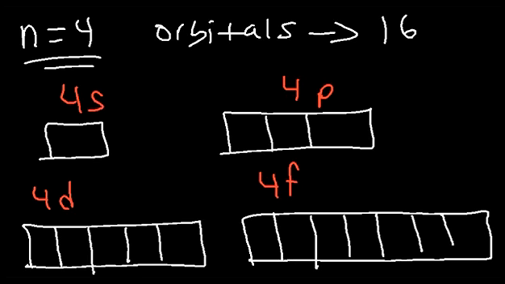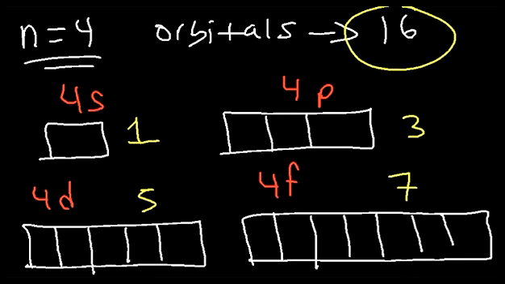So if you add the numbers, this is 1, 3, 5, and 7. 1 plus 3 is 4, 4 plus 5 is 9, 9 plus 7 is 16. So you can draw it out and you can literally count how many orbitals are in a given energy level.